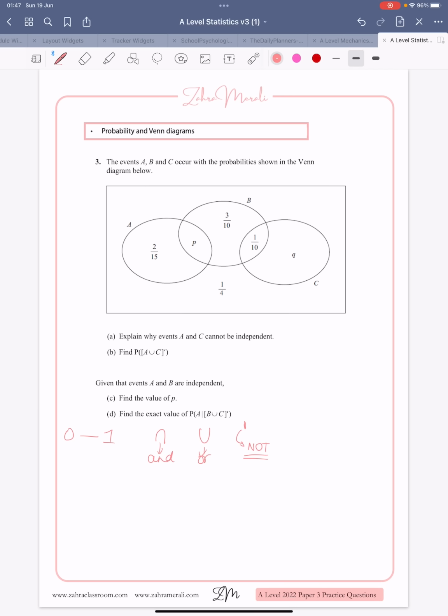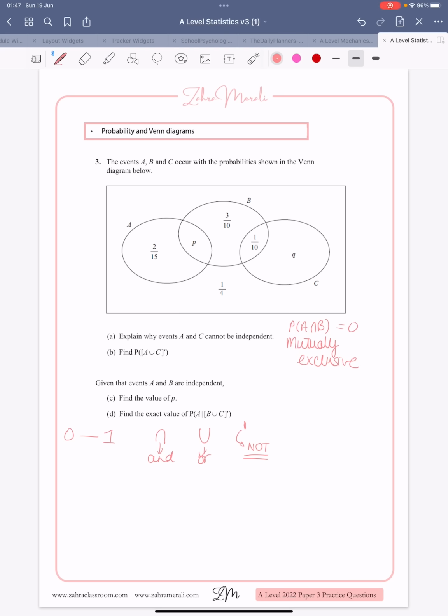So over here, we're looking at explaining why A and C cannot be independent. So what kind of events do we know about? We know about events when A and B equals 0. These are called mutually exclusive. So these are two events that can never, ever, ever happen at the same time. It can't be Sunday and Tuesday in this room at the same time. So that's what we mean by mutually exclusive.